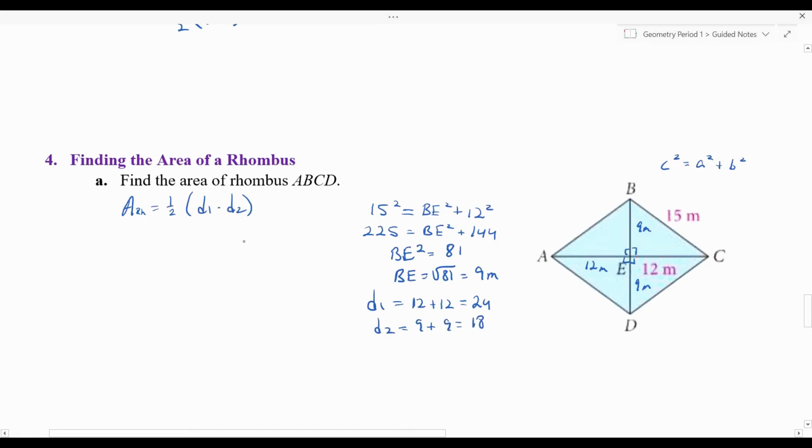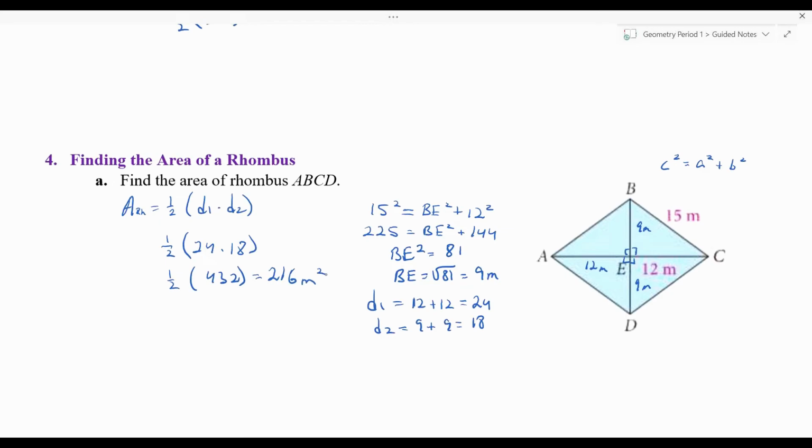Then we go back over here to our area formula, and we have 1/2 times my diagonal of 24 times 18, and we get that this is 1/2 times 24 times 18, which is 432, and half of 432 is 216. Our units again are in meters, but we're dealing with area, and area is squared, so it is square meters. So there is that answer, and that's how you find the area of a rhombus.